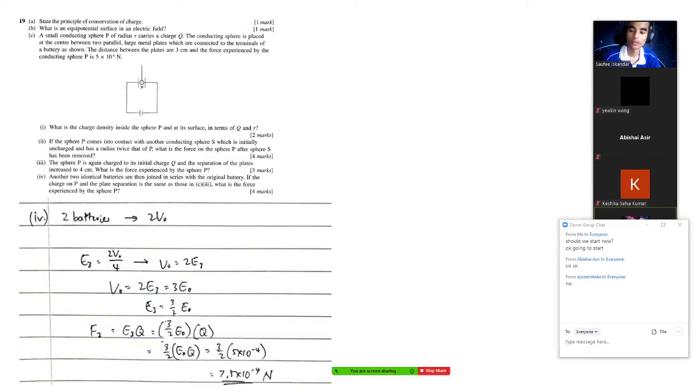So number 4: another two identical batteries are joined in series, means that we put two more batteries on the circuit. If the charge on P and the plate separation are the same as in number 3, what is the force experienced by P? Okay. So two batteries is 2 V naught. Actually, this answer is wrong. Okay, we start with a new one. So we have 3 times V because we have 3 batteries.